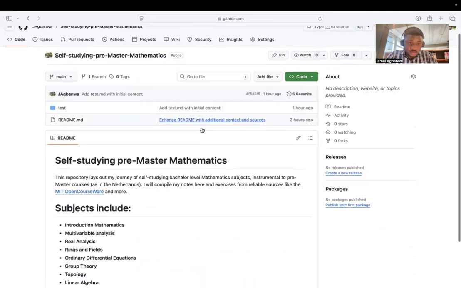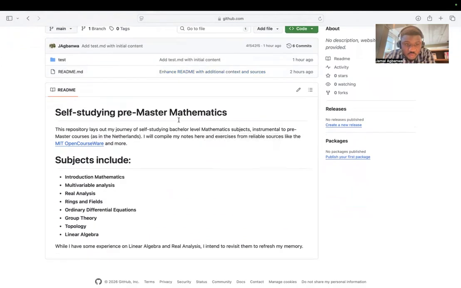self-study this. These are some of the programs I'll be following: introduction to mathematics, multivariable analysis, real analysis, all of these. And like I stated over here, I have some experience with, let's say, linear algebra and real analysis. I have some basic ideas around that, but just to refresh my memory, I want to go through these things again. And there are certain websites or platforms which I will find very helpful. For instance, particularly for linear algebra, tools like MIT OpenCourseWare are going to be really helpful for me.